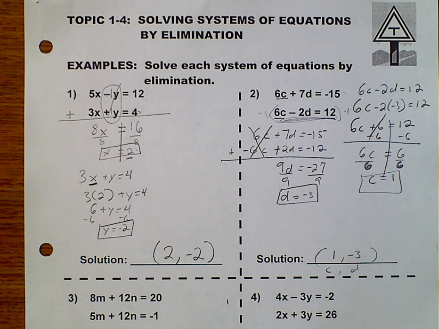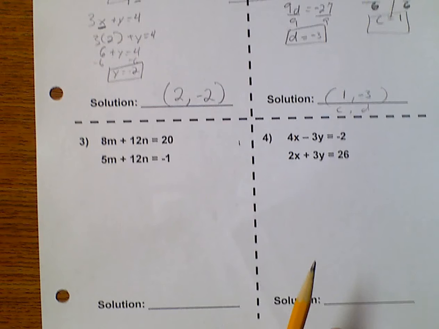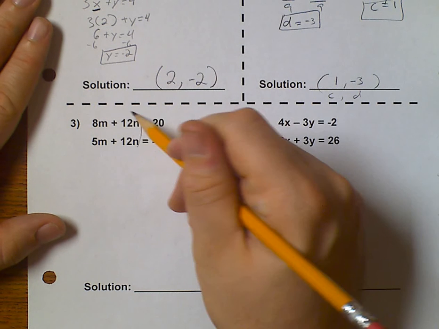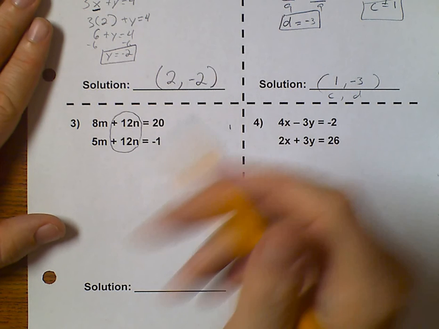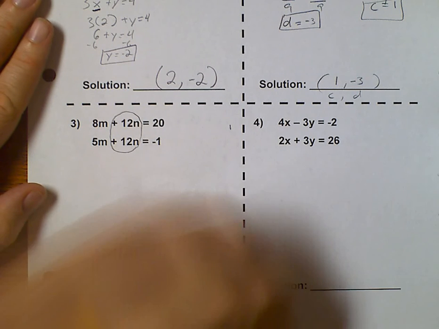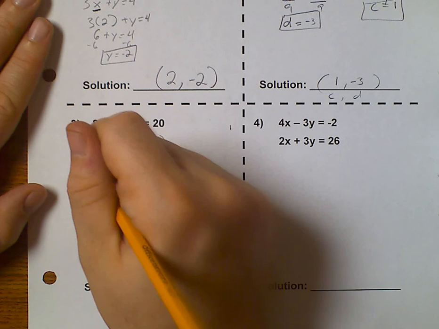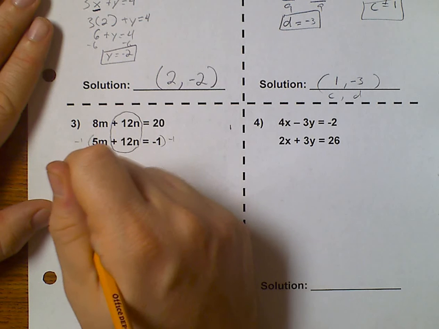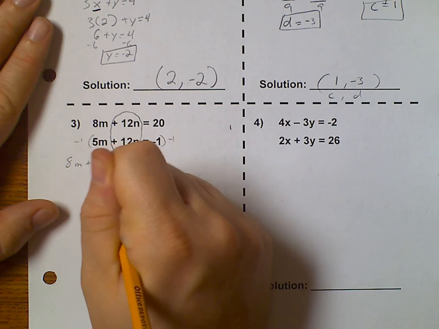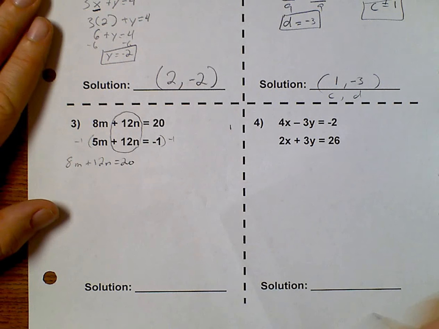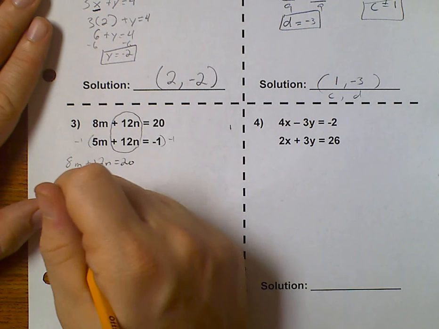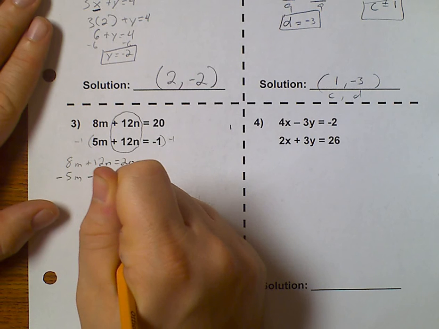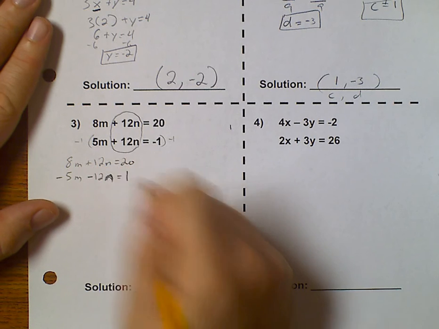Let's go ahead and have a look at number 3. Looking for similar coefficients. Right here, those are similar. They're both 12, but they're both positive. So I'm going to go ahead and flip all the signs on this down here. So that's going to give me 8m plus 12n equals 20. That one didn't change. Now the one on the bottom will be a negative 5m minus 12n equals a positive 1.